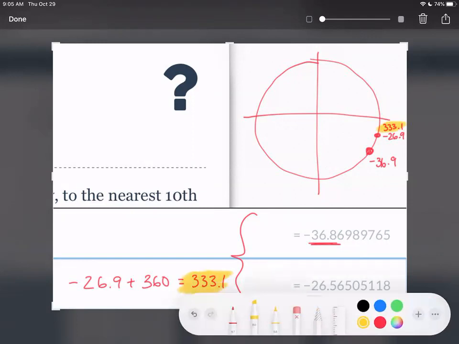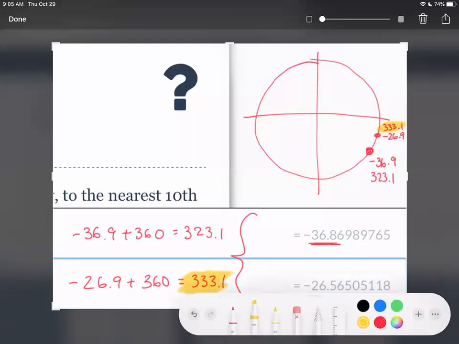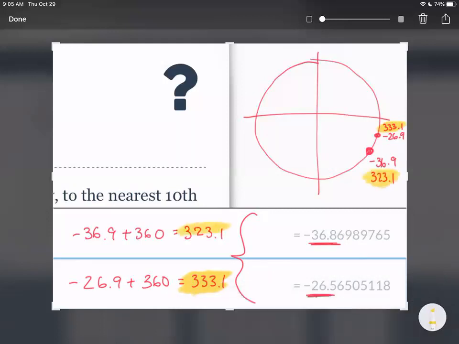Then on the other one, we have -36.9. So once again, we're going to take that and add 360 to it. So on the calculator, we got 360 and then -36.9. Got 323.1. So those are equivalent. And so instead of writing the -36.9, you want to write the 323.1.